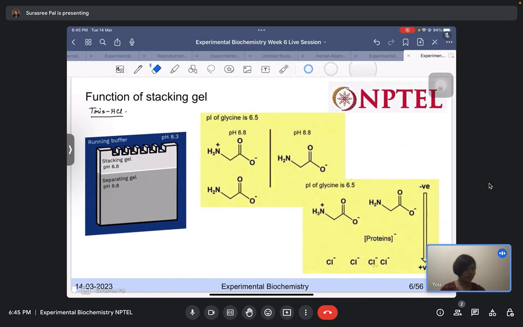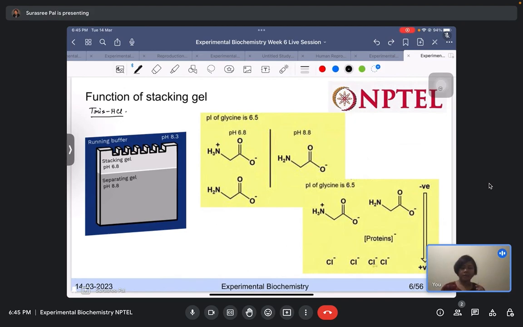Also, another thing that we can see here is that this running buffer has pH 8.3. So why these three different pH values? And what is the function of this stacking gel and this resolving gel? Why are these two gel components needed, and why are they made separately with separate pH values?